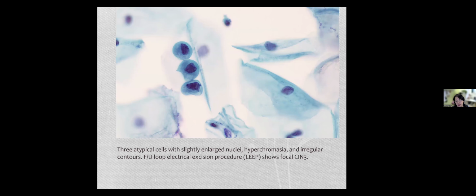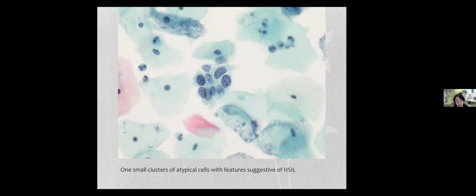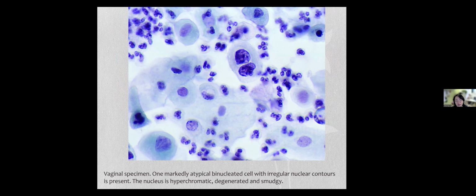So this is a smear. You have only 3 cells. You're definitely suspicious for HSIL, but it's not definitive, so you call ASC-H. This is another one, a vaginal specimen. You have only 2 cells there. You can call ASC-H.